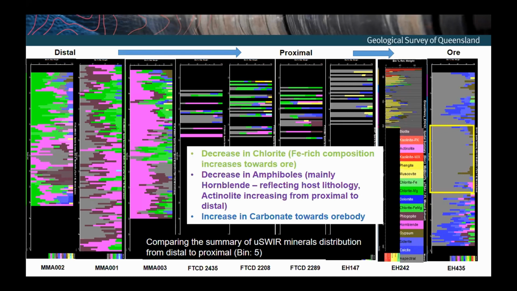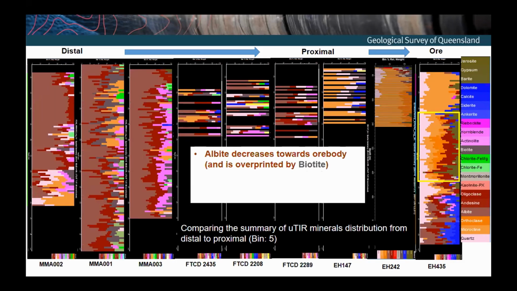As you go from distal closer to the ore body, chlorite abundance seriously declines. Abundance of amphiboles, mostly hornblende, declines, but at the same time increases concentration of actinolite, and clearly carbonates pick up at proximity. And another view from thermal infrared.